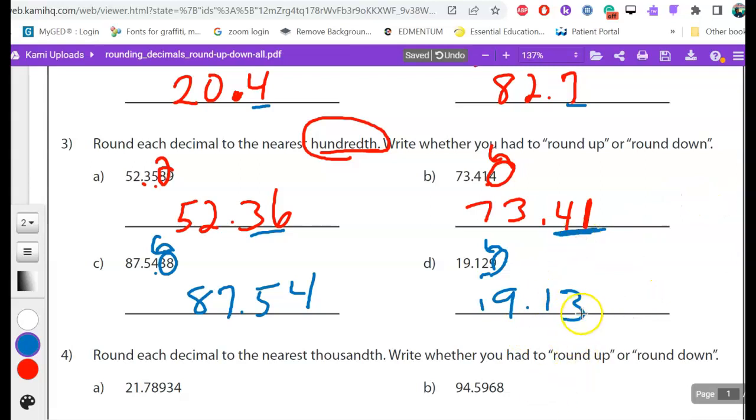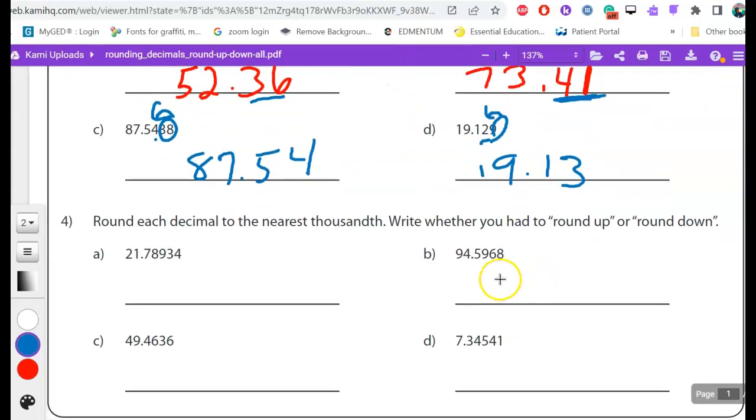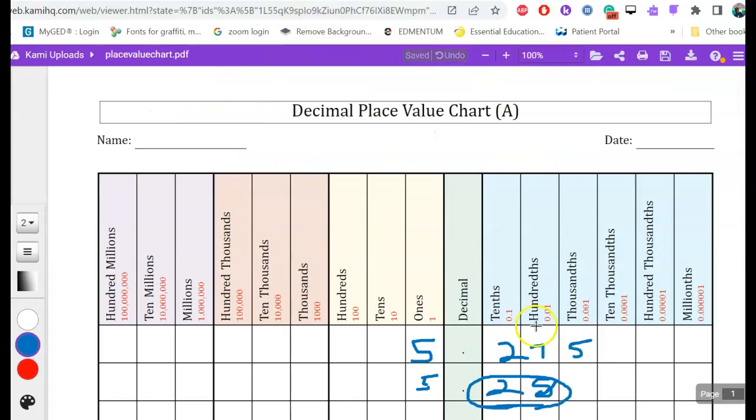And I represented it by still making sure I had 2 places after the decimal, representing the hundredths place. Here we go with some more. This time, let's round to the thousandths place. Remember, the thousandths place is the 3rd place after the decimal, right here.